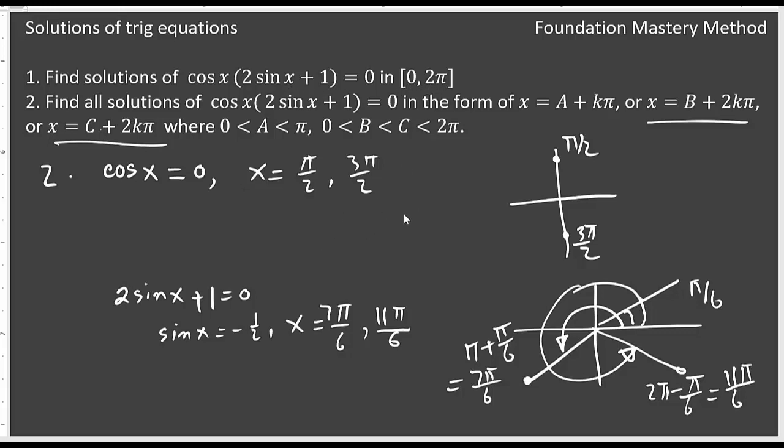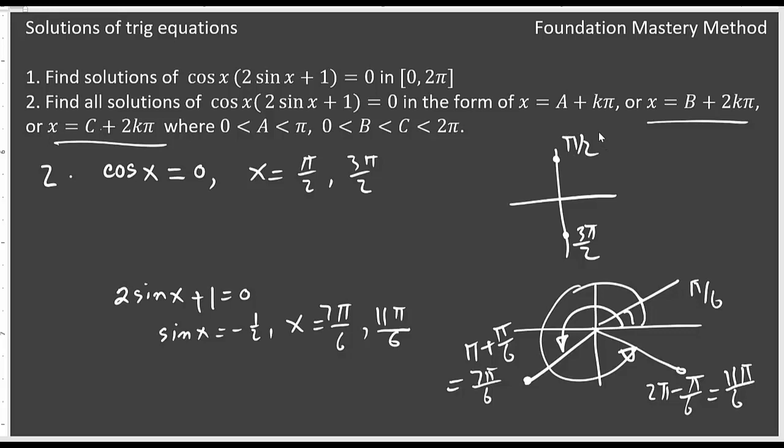Now we'll be going to the second one. So the second one, we need to find the general solution. We may write our solution as x equals a plus k pi, or x equals b plus 2k pi, or x equals c plus 2k pi. We'll see why we are giving you all these options. So first look at here. When we are looking for our cosine x solutions, we get pi by 2 and 3 pi by 2 in this interval. Now when I make a general solution, I can just see that if I add pi with this, I will come here. If I add another pi, I will go there. So in this format, I can use only this angle.